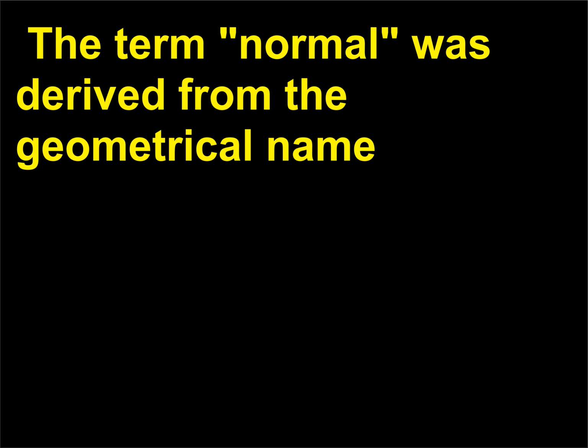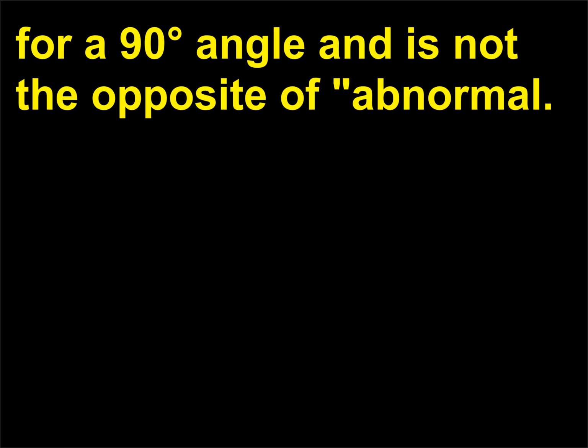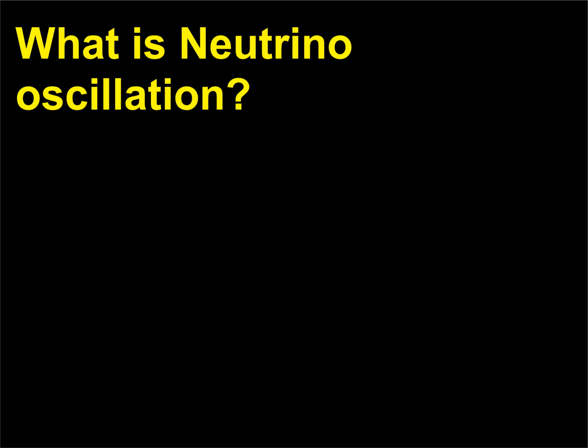The term normal was derived from the geometrical name for a 90 degrees angle and is not the opposite of abnormal. What is neutrino oscillation?